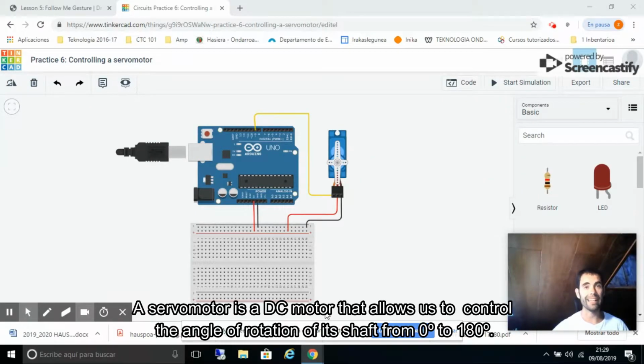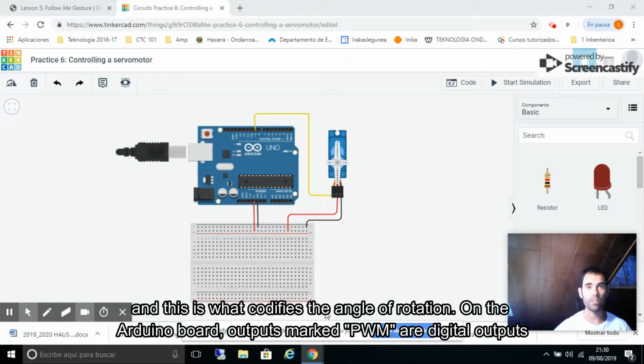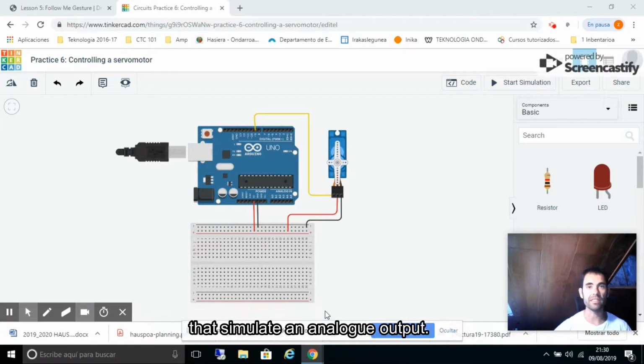A servo motor is a DC motor that allows us to control the angle of rotation of its shaft from 0 degrees to 180 degrees. Pulses are sent to the servo motor to control it. The width of the pulse is known as PWM, pulse width modulation, and this is what codifies the angle of rotation. On the Arduino board, outputs marked PWM are digital outputs that simulate an angle output.